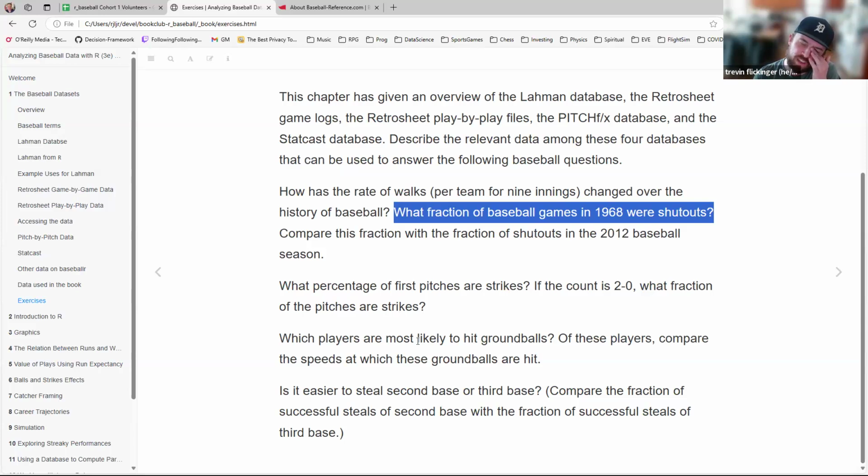I'm not sure if the PITCHf/x era would have the added ball speed for ground balls or not, or if it would just be the Statcast era. I'm not sure of that. Yeah, me either. Don't know.